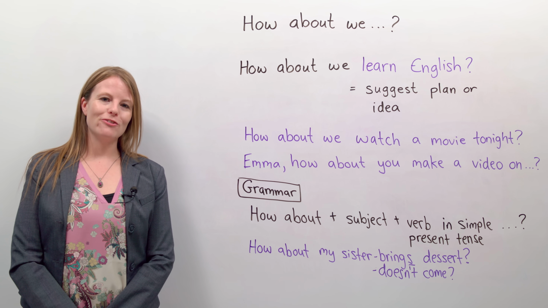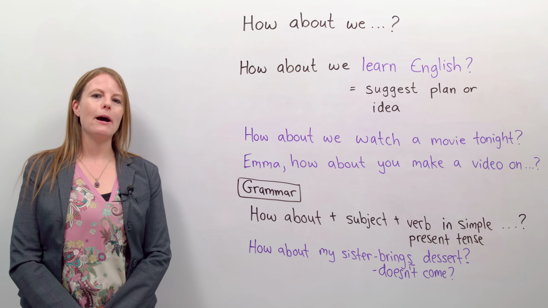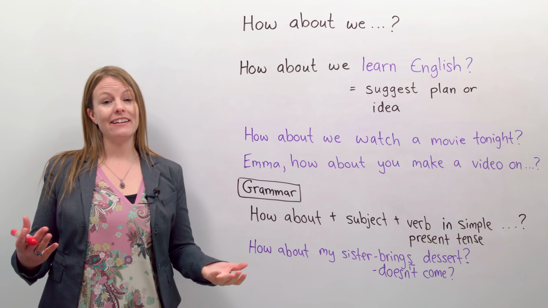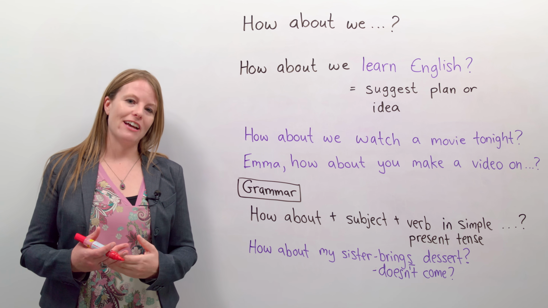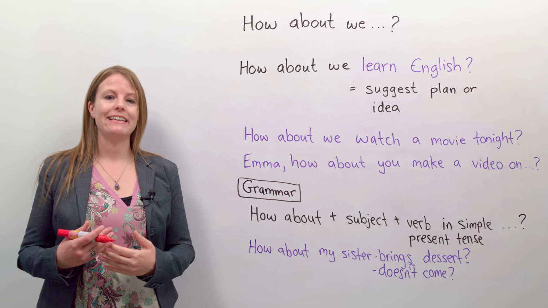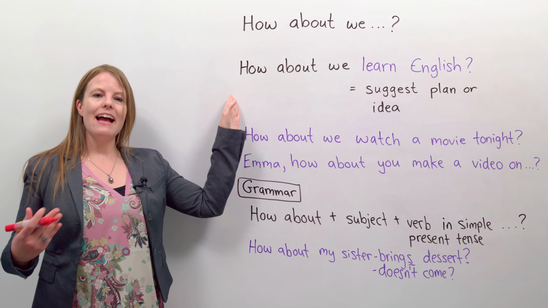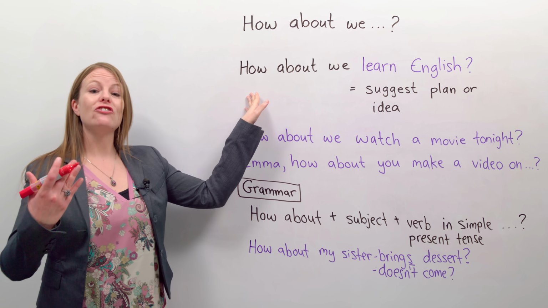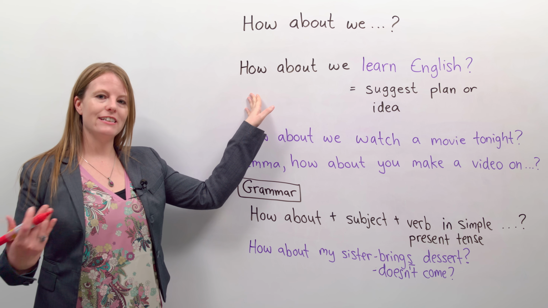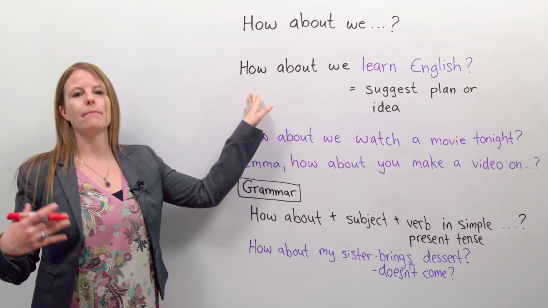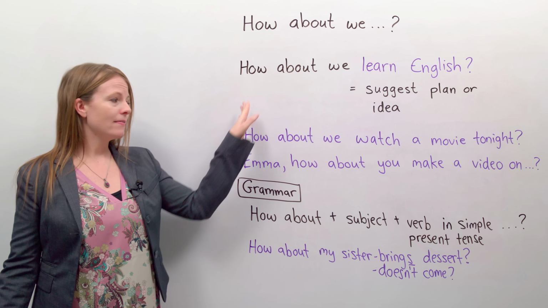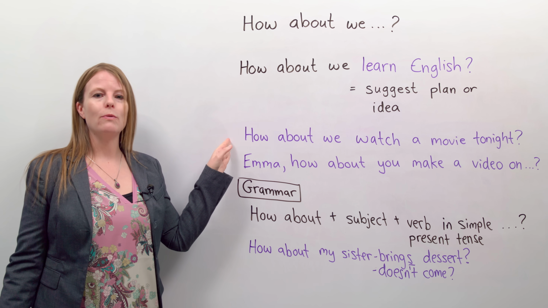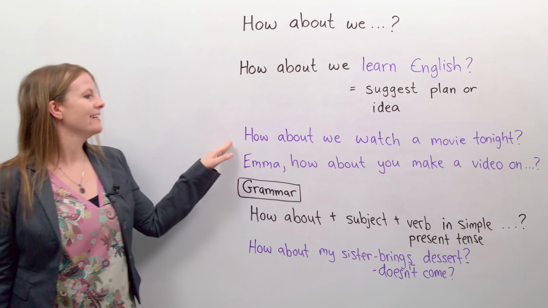All right, so let's now talk about how about. How about is another way to make a suggestion for a plan or idea. I can say, how about we learn English together? So this means I'm suggesting we learn English together. It's my idea or my suggestion for a plan. Here's another example. How about we watch a movie tonight?